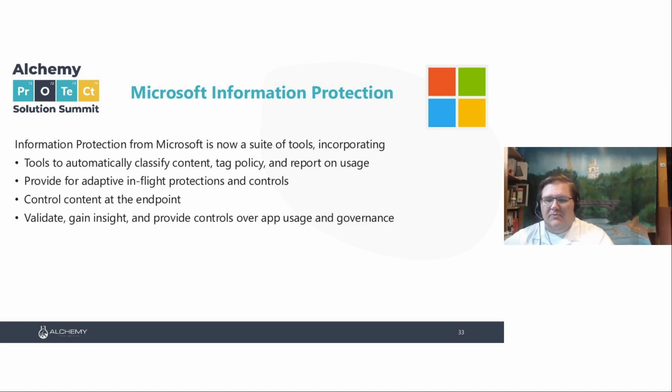So information protection, again, is a suite of tools. It used to be called Rights Management Service. They've rebranded it a handful of times, and they've started to bring more and more into the information protection umbrella. From the content level, there are tools in Office 365 to automatically classify, tag, and report on usage. So if we find PII, HIPAA information, confidential data, or any kind of custom tags in there, we can automatically tag that information, report on it, auto-encrypt it, and protect it wherever that content lives.